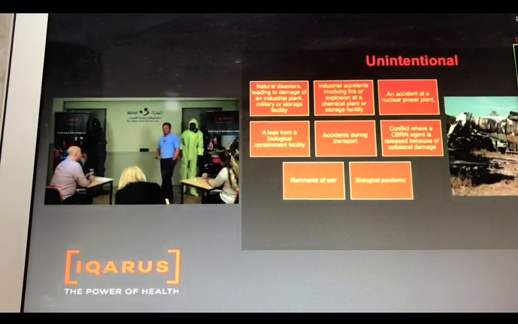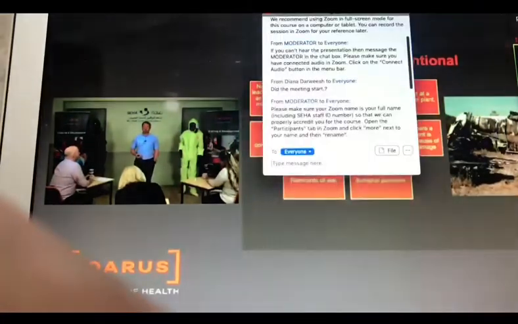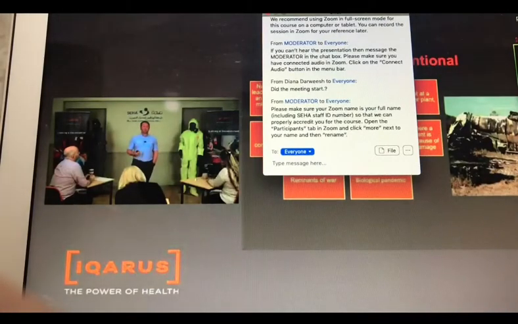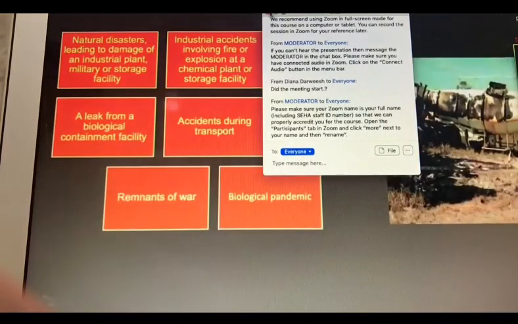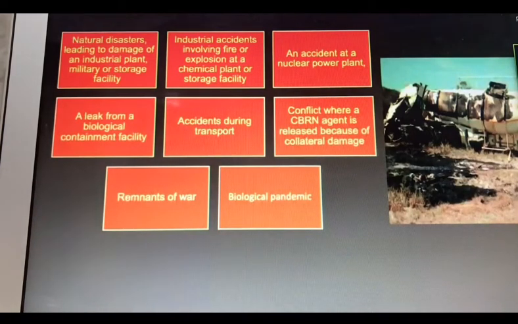There could also be a leak at a biological containment facility. These are places that hold biological pathogens to help fight disease, so developing immunisations and vaccinations. The most likely event is an accident during transport. If we look to the image on the right-hand side, you will see a chemical tanker that's been involved in a road traffic accident. Once that happened, the tanker became punctured and it leaked out a chemical liquid. Subsequently, the vehicle caught fire. That heated that liquid up and turned it into a gas that then quickly spread around the surrounding environment.